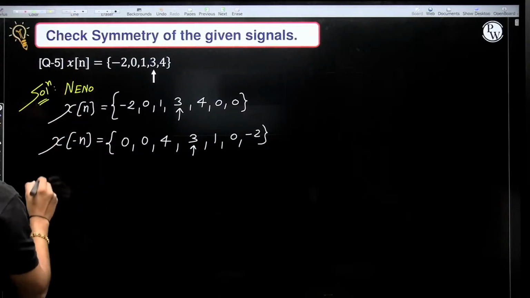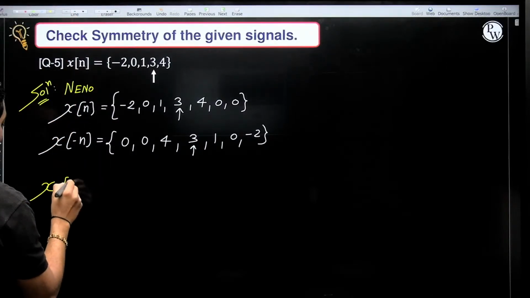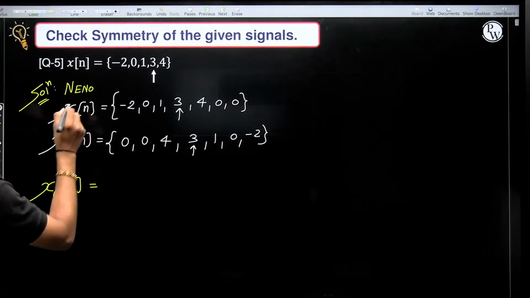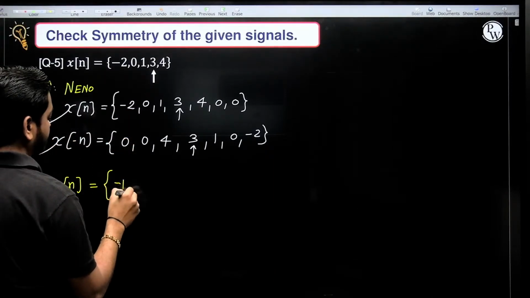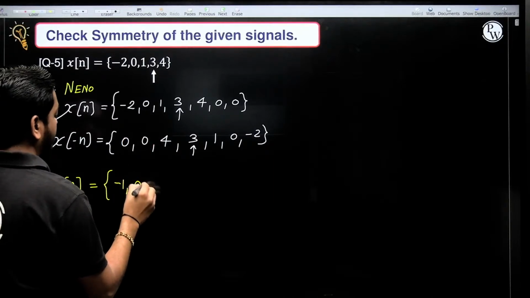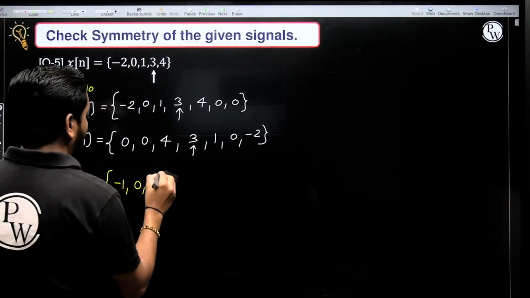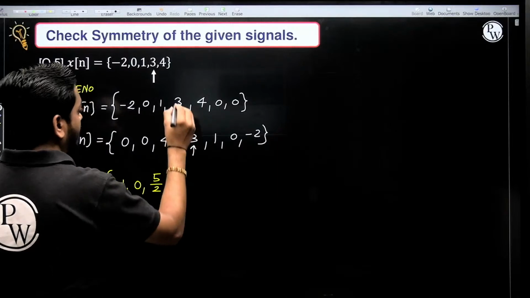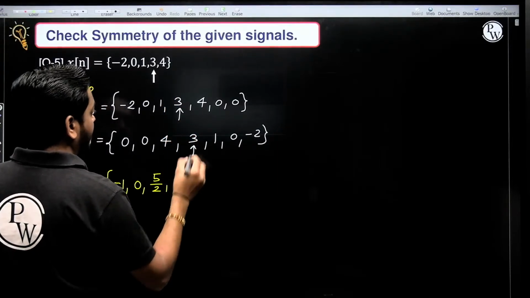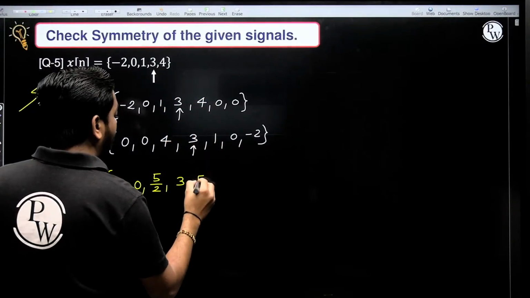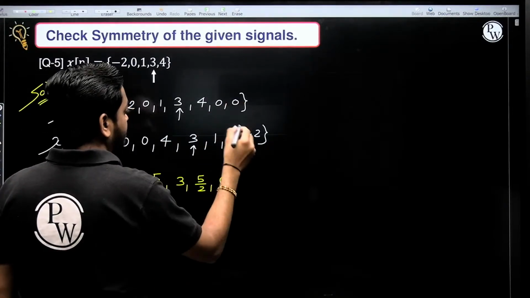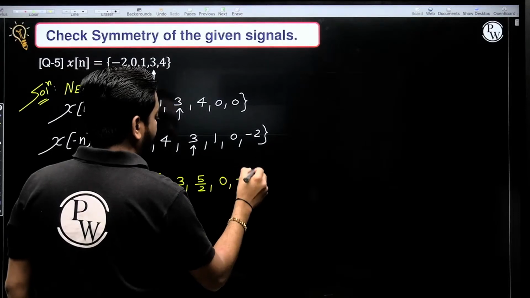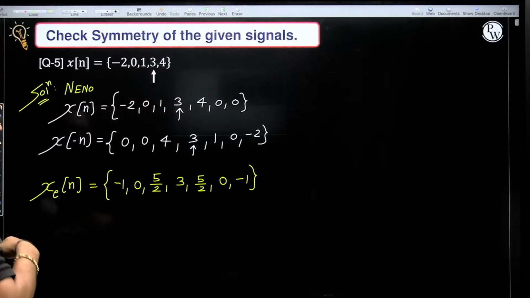Now for the even part, x of n plus x of minus n divided by 2. Minus 2 plus 0 divided by 2, minus 1. 0 plus 0 divided by 2. 1 plus 4 divided by 2, 5 by 2. 3 plus 3 divided by 2, 3. 4 plus 1 divided by 2, 5 by 2. 0 plus 0 divided by 2, 0. 0 plus minus 2 divided by 2, minus 1.